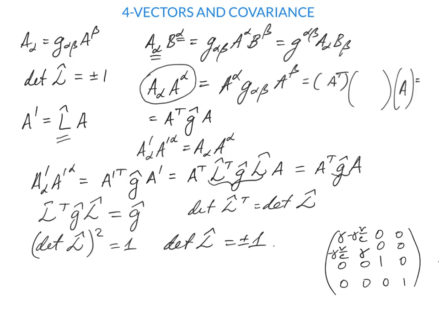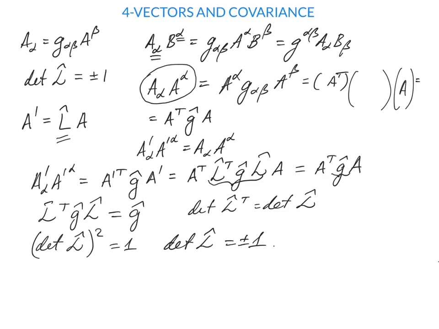For our example of a boost in the x direction, it's easy to check that the determinant is indeed 1. If this is our L, the determinant of L_x is gamma squared times (1 minus v squared over c squared), which is 1. Now, let me mention a property of the Lorentz group that is useful to bear in mind.